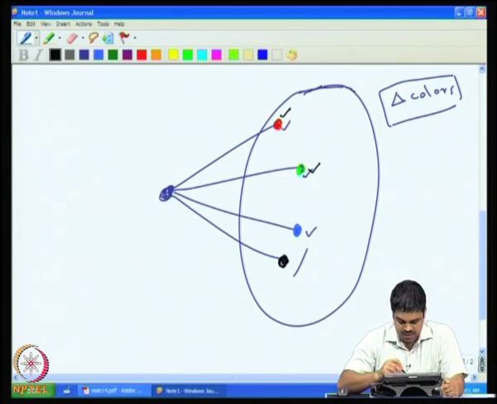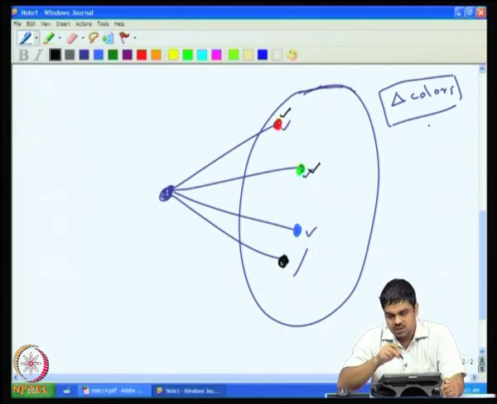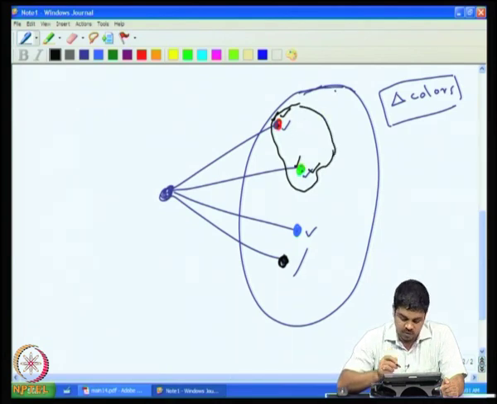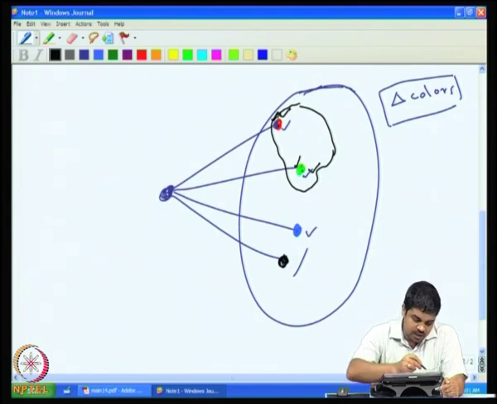Two colors, if you fix red or green, and then consider the induced subgraph, they will form connected components. Now the connected component which contains the green neighbor and the red neighbor, in that collection should be the same. It's not possible that they belong to two different connected components.